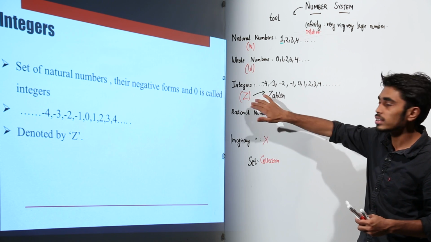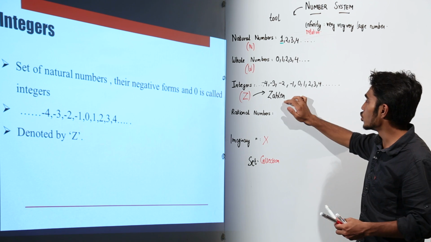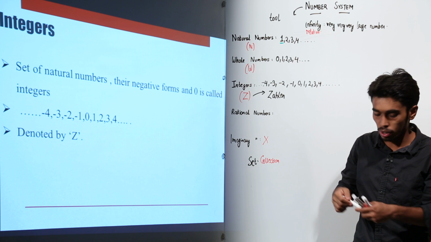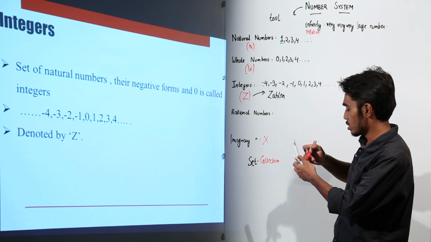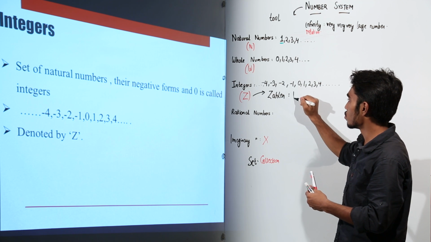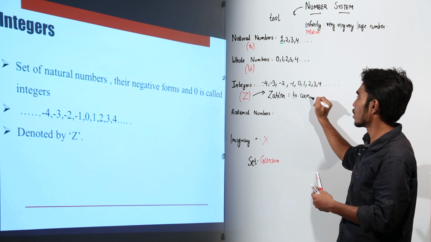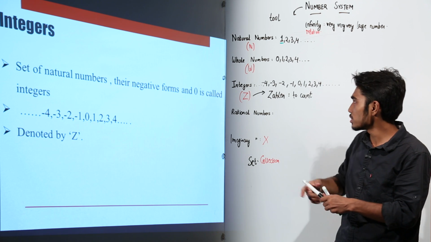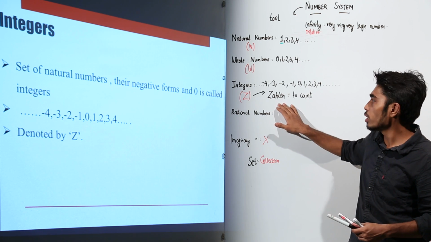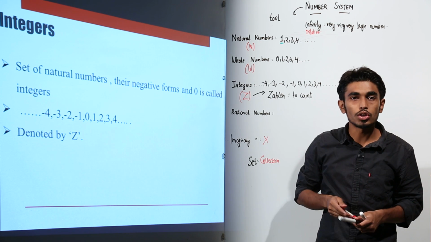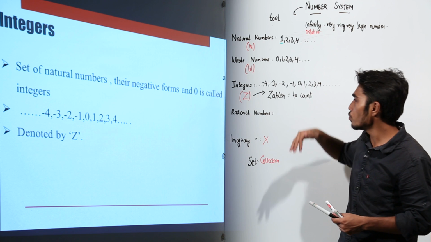I beg your pardon, this set was found out by Germans, and Zahlen is a German word which means to count. So Z stands for Zahlen, which means to count. So this Zahlen is a German word which stands for counting. So that's why the integer set is denoted by Z. Now let us move on to the next set.